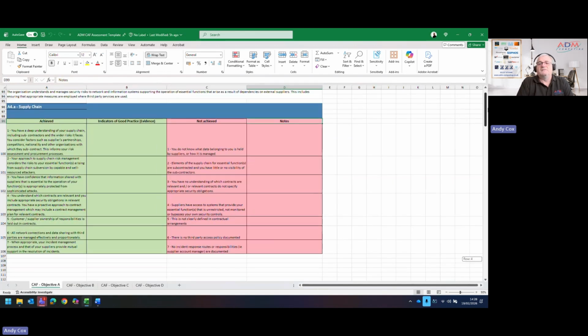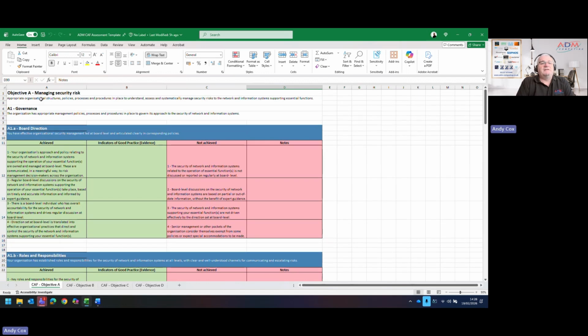So objective A, managing security risk. Appropriate organizational structures, policies, processes, and procedures in place to understand, assess, and manage security risks. Okay. And that is broken down into a number of areas. So for example, within Objective A, managing security risk, we have section A1, governance. Okay, and we define down here what you should be able to demonstrate to achieve that objective.